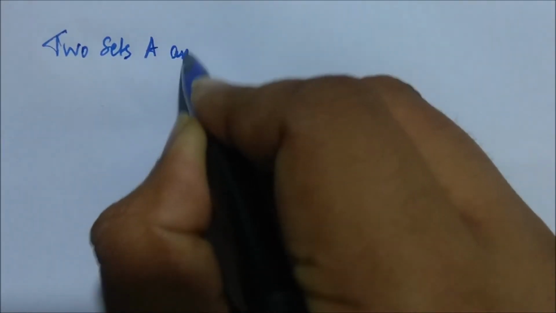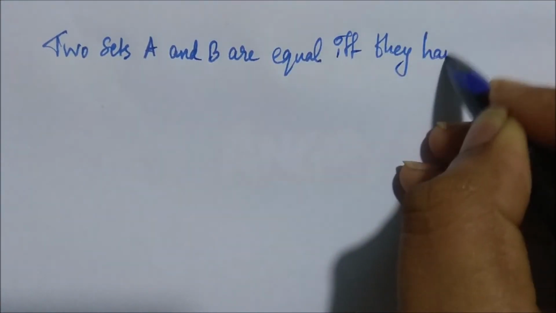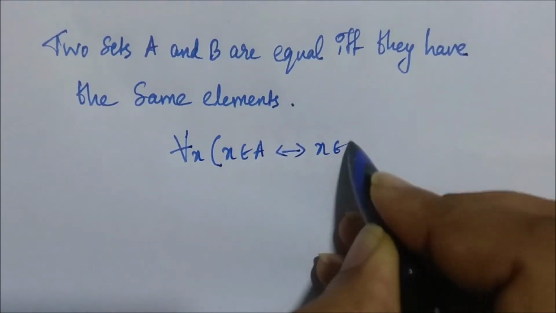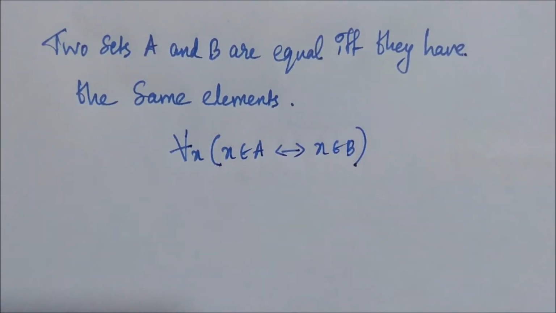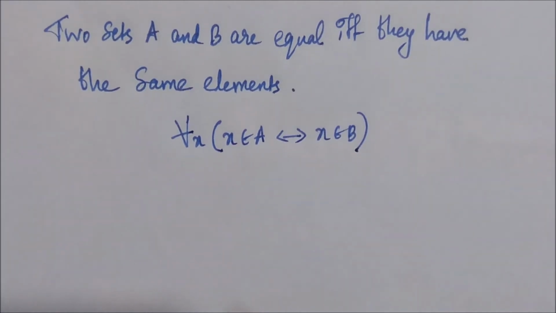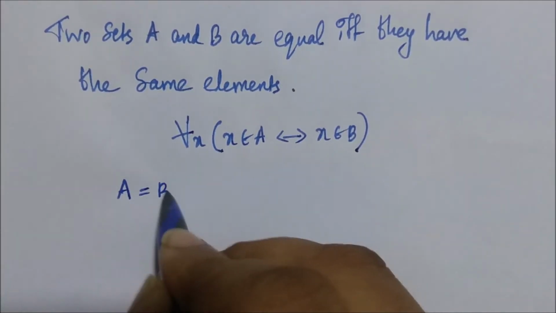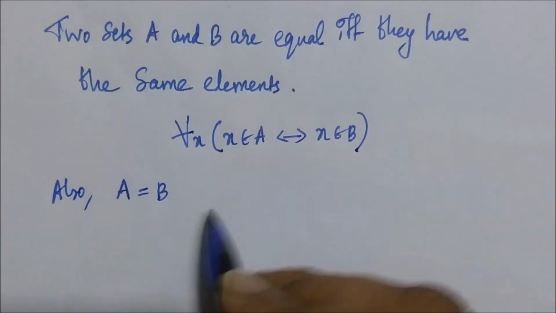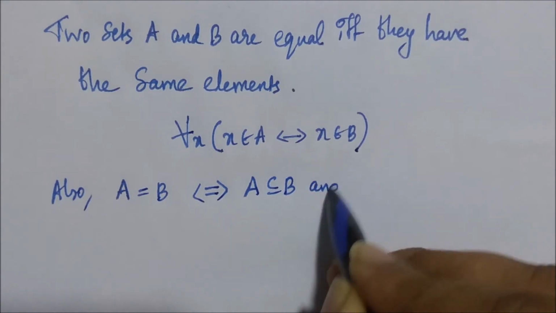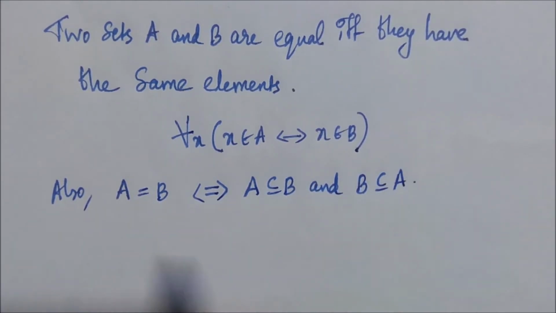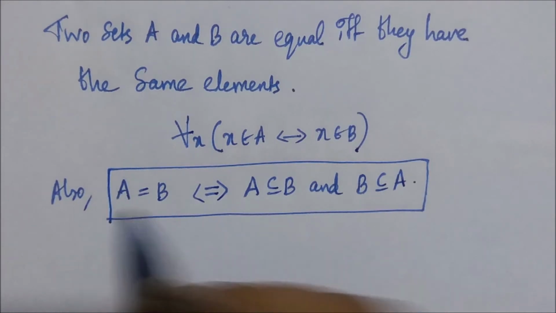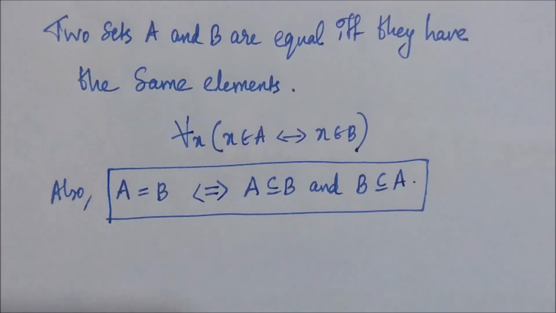Two sets A and B are equal if and only if they have the same elements, which implies that for all x, x belongs to A if and only if x belongs to B. It should be true. Then we say that A equals B. In other words, we can also say it this way: if we prove that A is a subset of B and B is a subset of A, then we know that A equals B. So A equals B if and only if A is a subset of B and B is a subset of A. This is an important point.